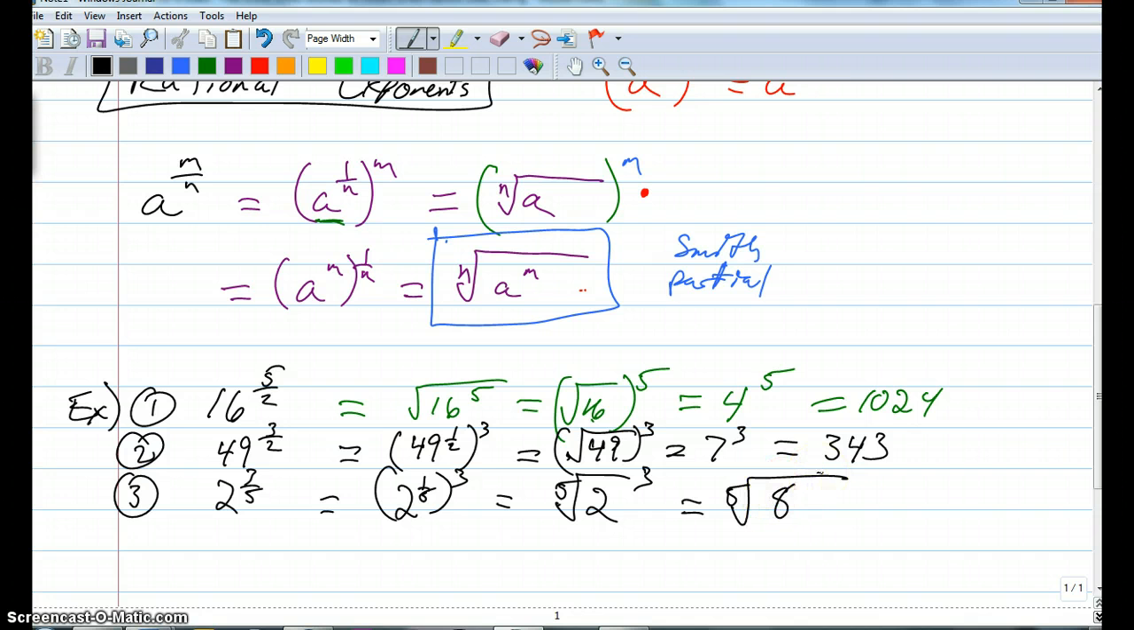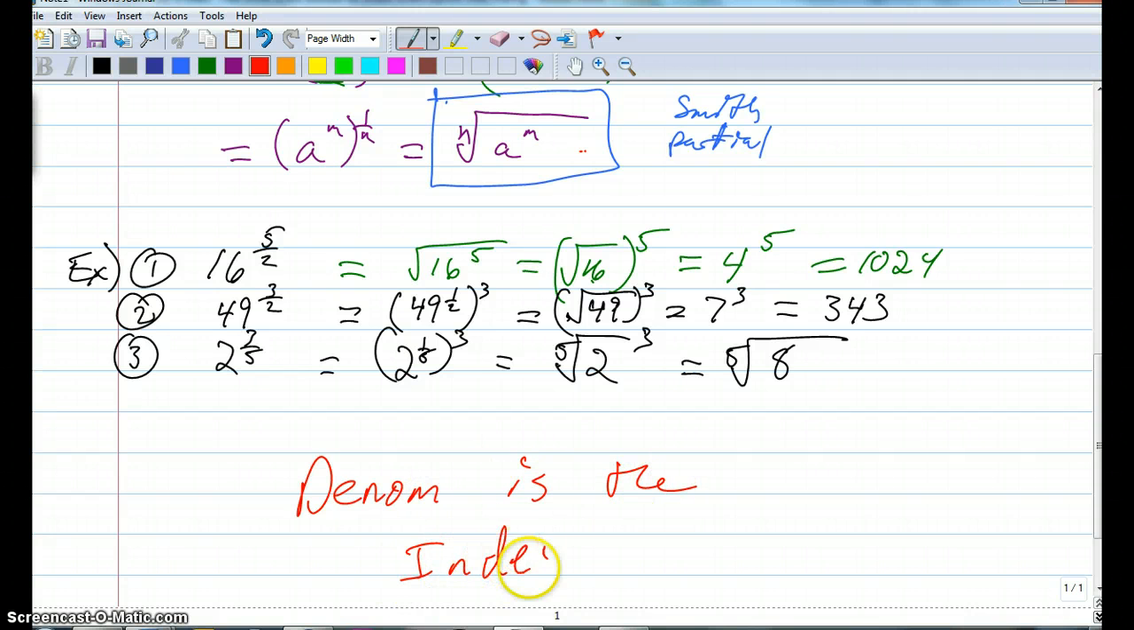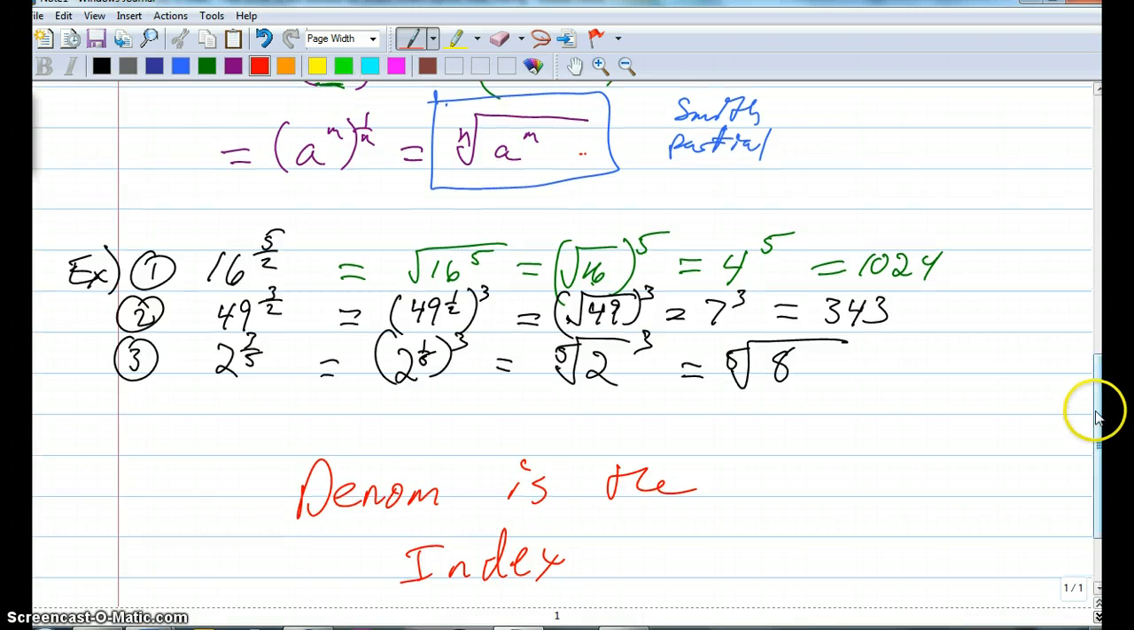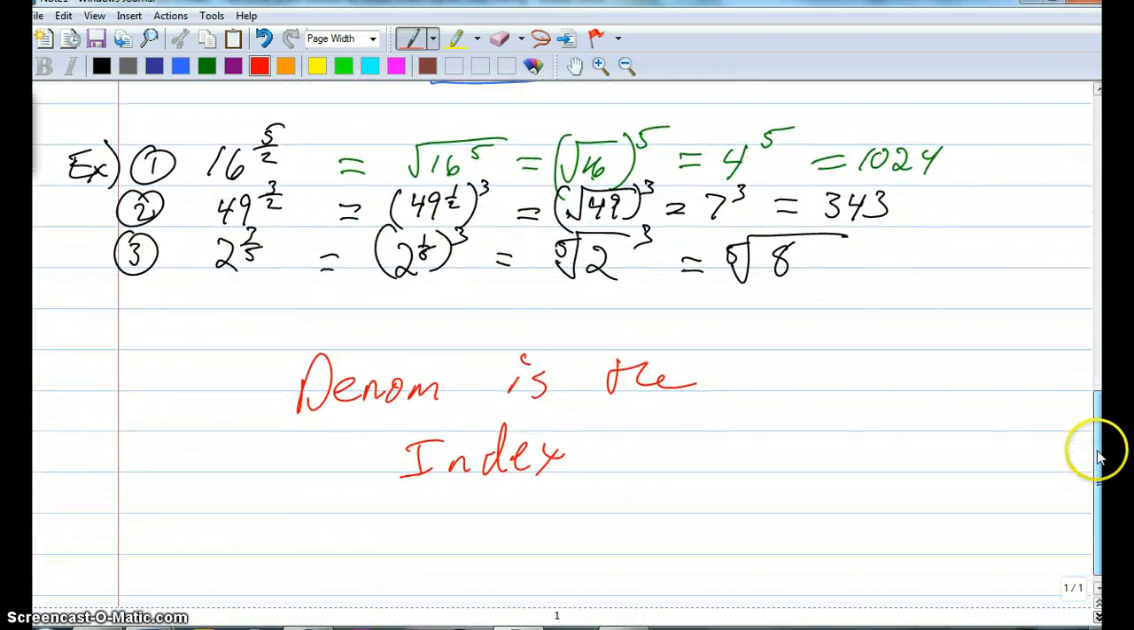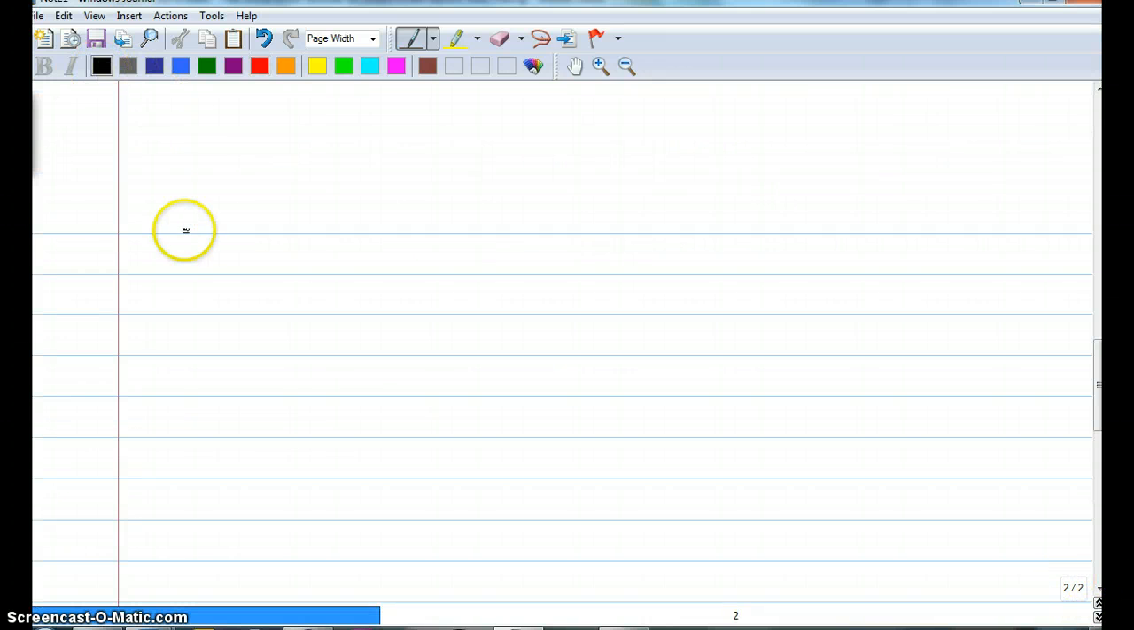All right, so rational exponents, guys, here's the bottom line. The denominator is the index. That's the biggest thing to get out of there. All right, now, with that comes more on rational roots. Let's go to a new page here. Rational roots.